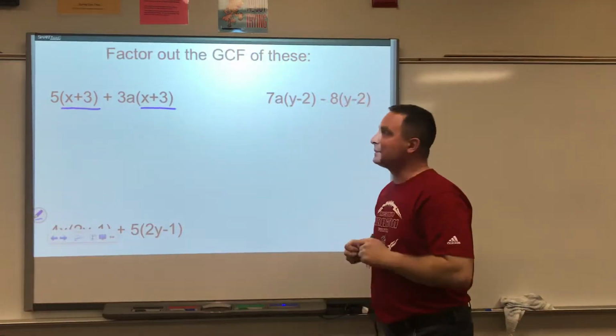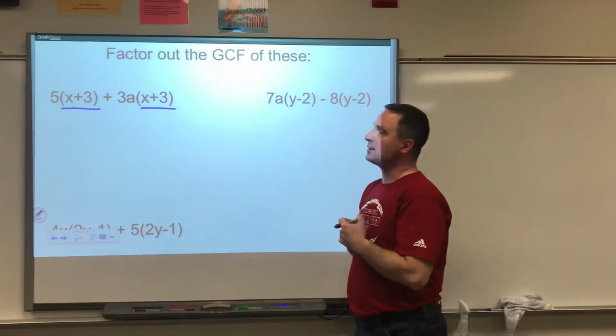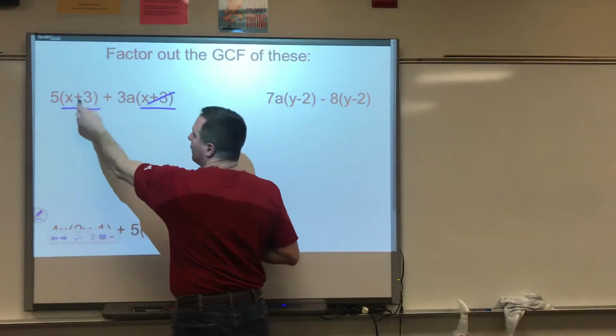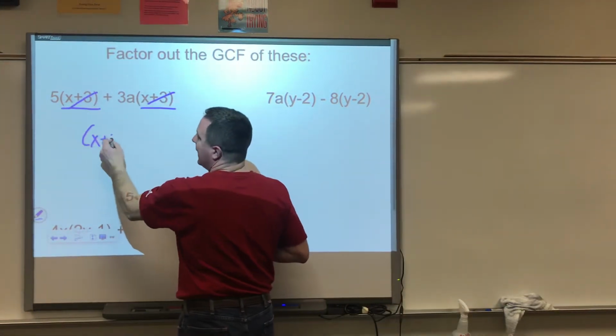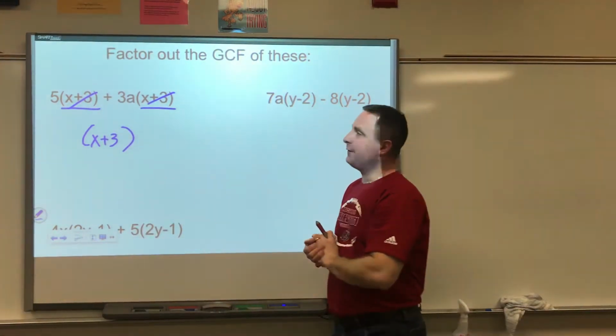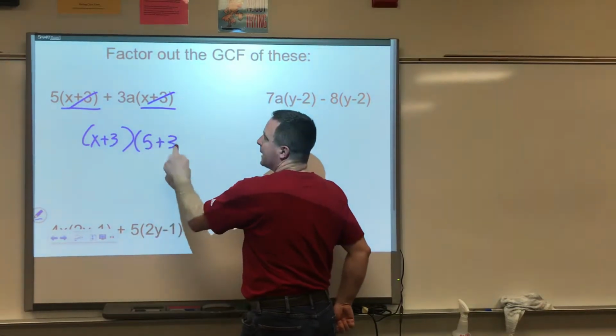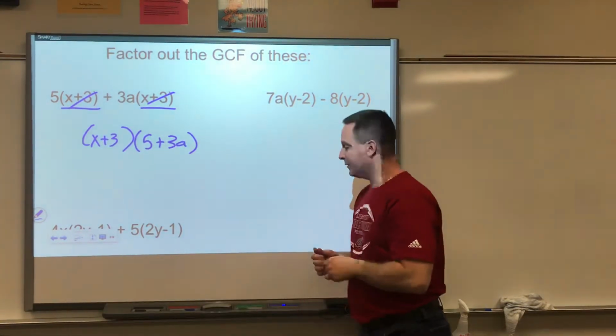They both have an x plus 3. So little expressions can be greatest common factors as well. I'm going to take that away from both of them, and I'm going to factor that out in front. I'm going to take an x plus 3 away. And if you look closely, what's left over? I have a 5 and a 3a, 5 plus 3a left over.